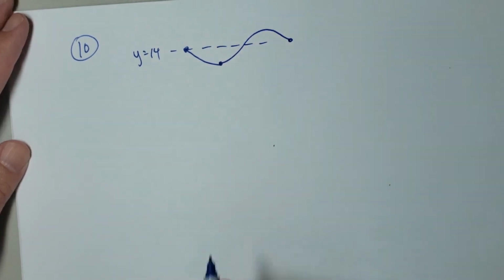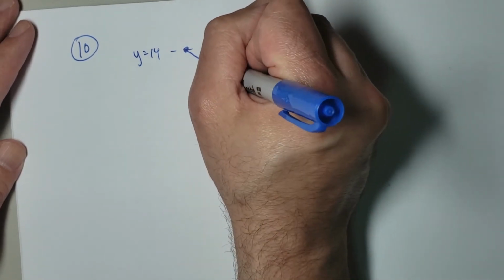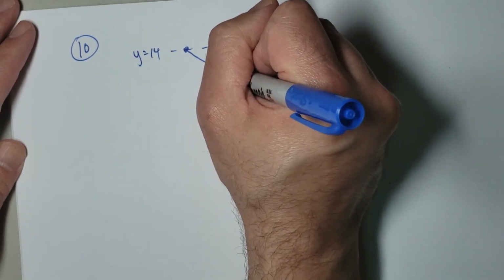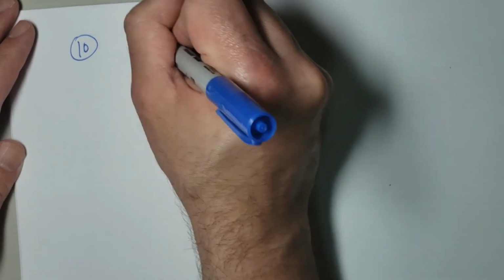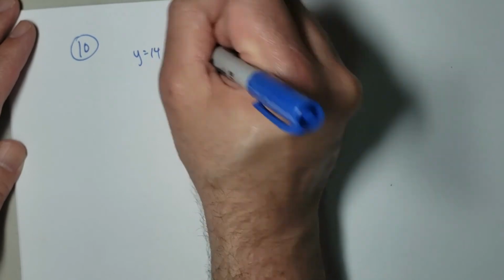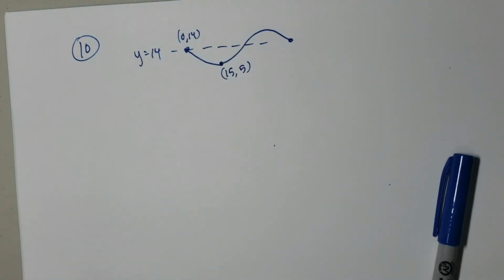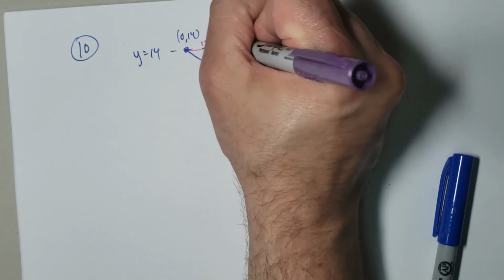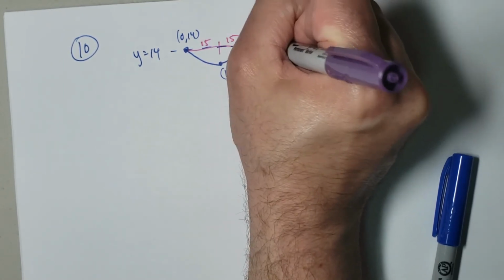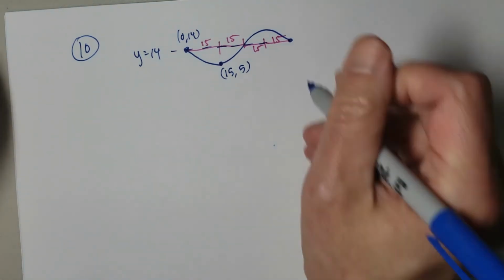So it's going to go like that. It's a negative sign. This minimum was 15 seconds and a minimum of 5. This was 0, 14. Okay, so if it takes 15 seconds, it's going to take 15 seconds there, and 15 seconds there, and there, which means this takes a minute or 60 seconds.